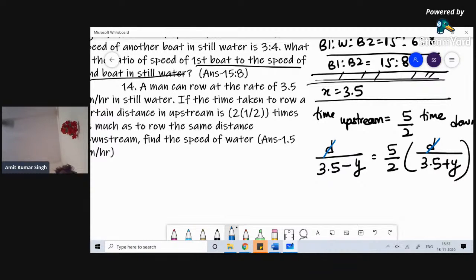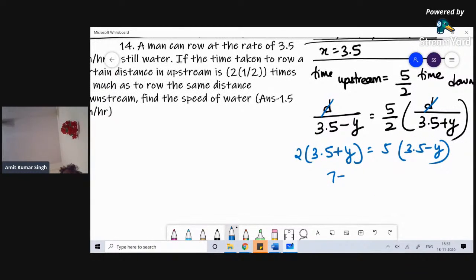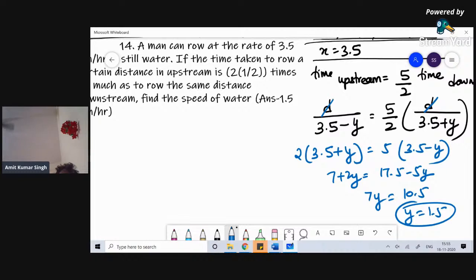Now if you cross multiply, 2 into 3.5 plus y is equal to 5 into 3.5 minus y. So 7 plus 2y is equal to 17.5 minus 5y. So 7y is equal to 10.5. y is equal to 1.5. What they're asking is the speed of water. That is 1.5.